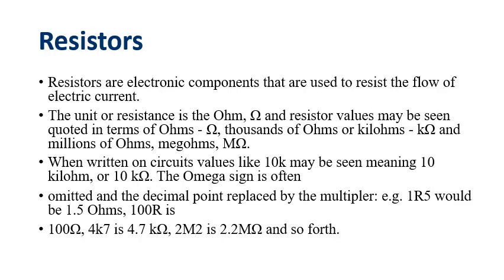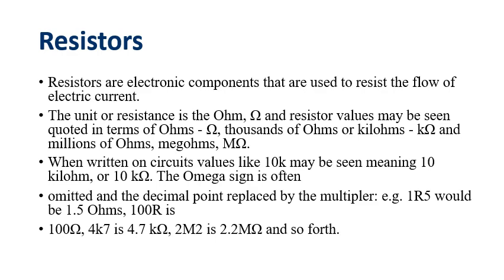Our first type of electronic component is the resistor. Resistors are electronic components that are used to resist the flow of electric current. The unit of resistance is the ohm, and resistor values may be quoted in terms of ohms, thousands of ohms or kilohms, whose initial is K ohms, and millions of ohms, megohms, that is M ohms.